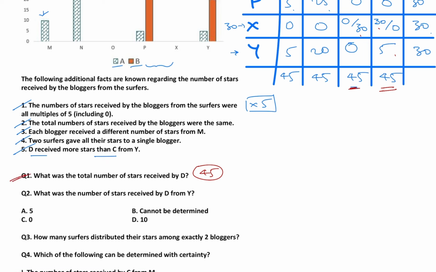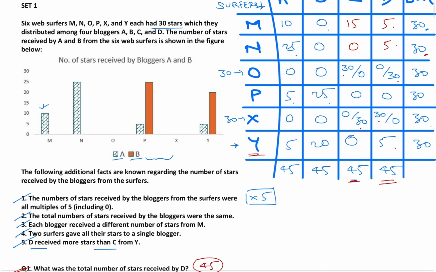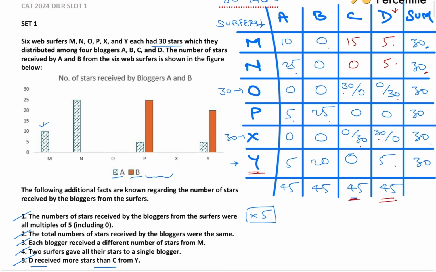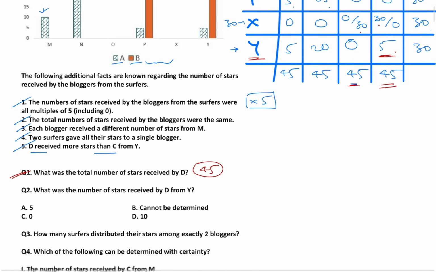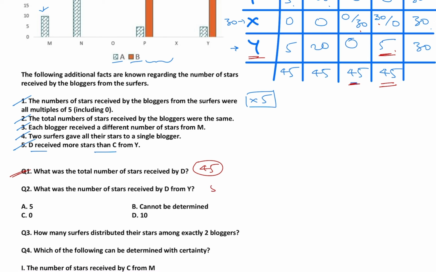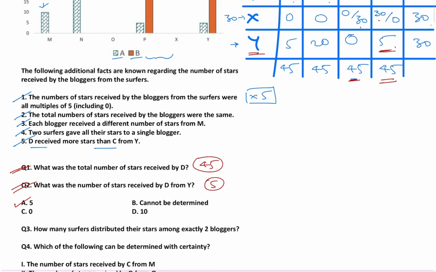Question number 2. What was the number of stars received by D from Y? Okay, so we have our Y here and stars received by D from Y will be 5. So answer will be 5, which is option A. So second question is also taken care of.